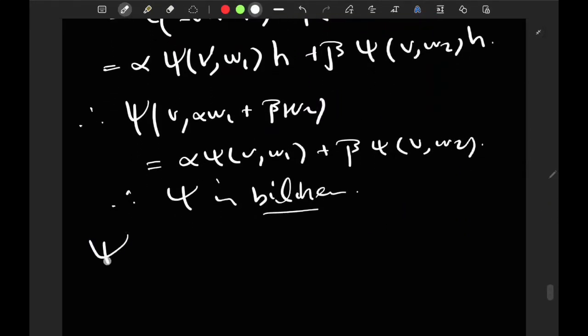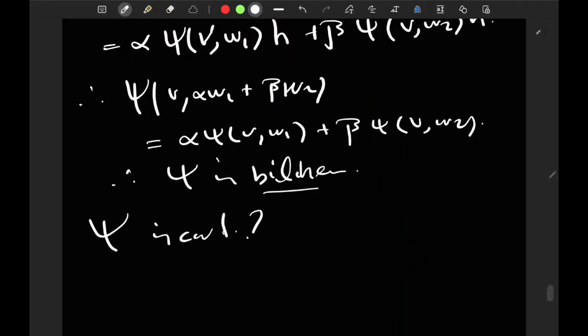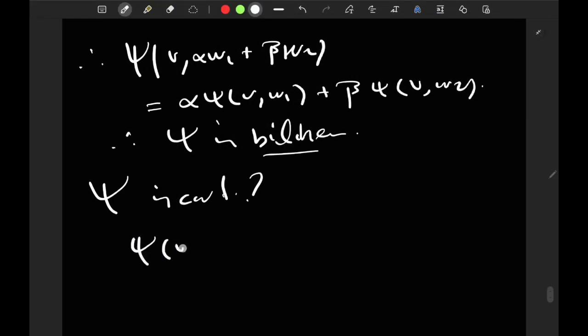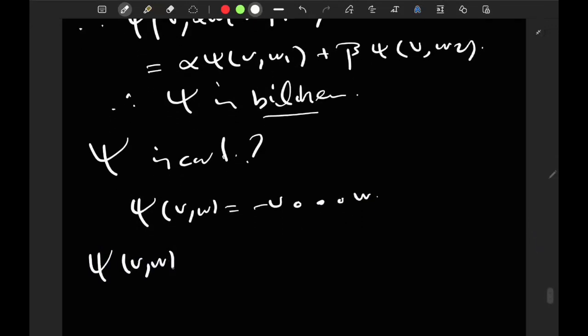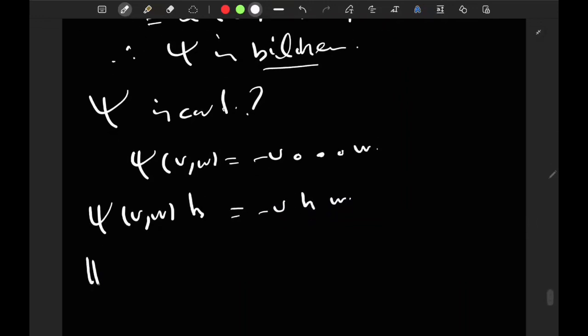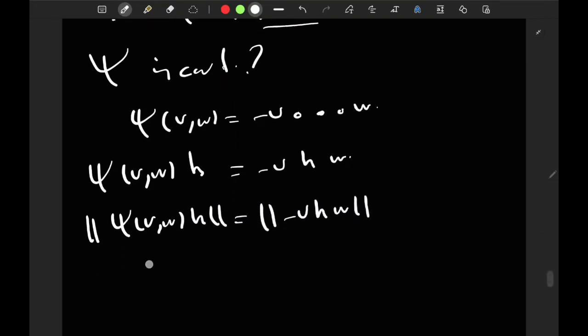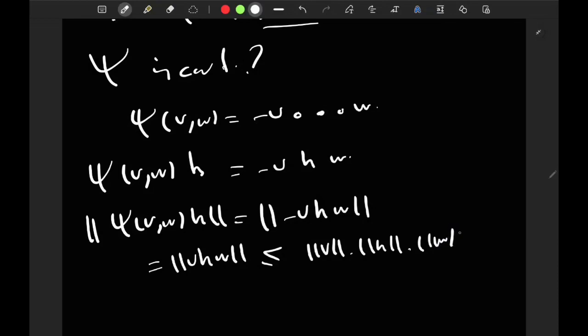Okay, let's see if psi is continuous. Continuity for bilinear maps amounts to boundedness. So again, psi of v w, this is minus v round dot round w. So psi of v w applied to h is minus v h w. And then the norm of psi of v w h is the norm of minus v h w, which is the norm of v h w, and which is bounded by norm v times norm h times norm w, by the same argument that we did above.